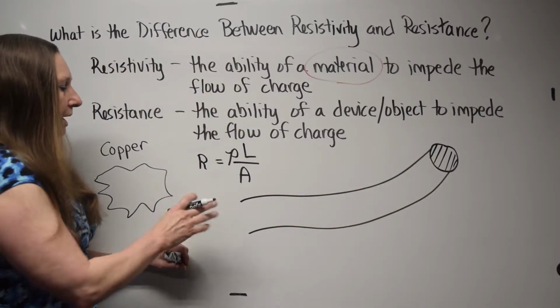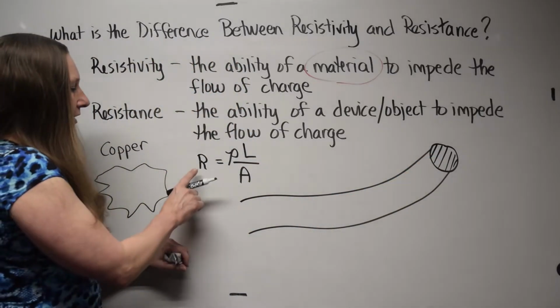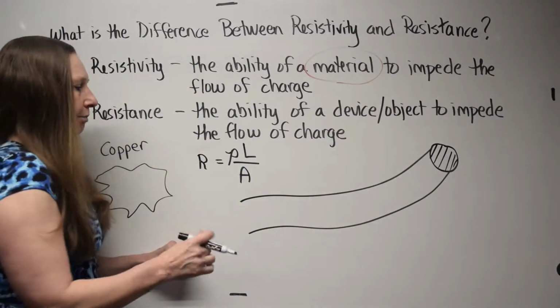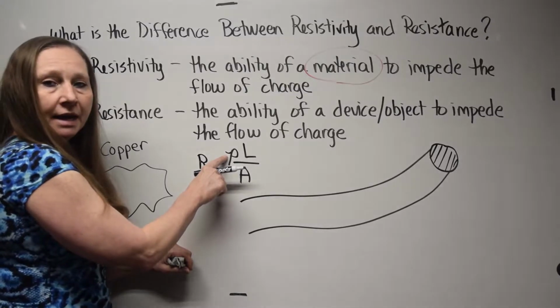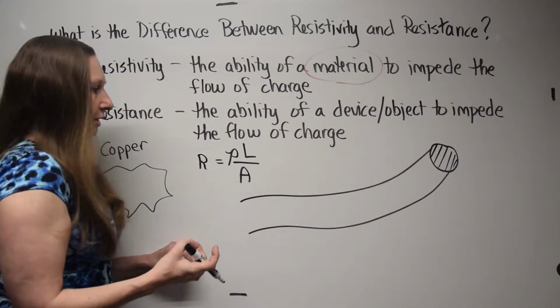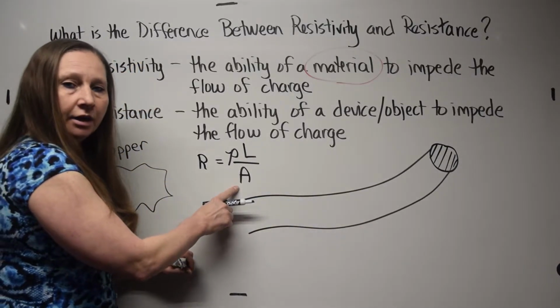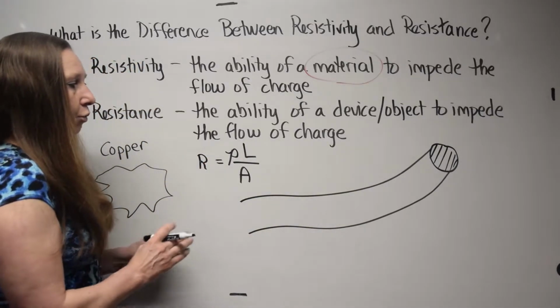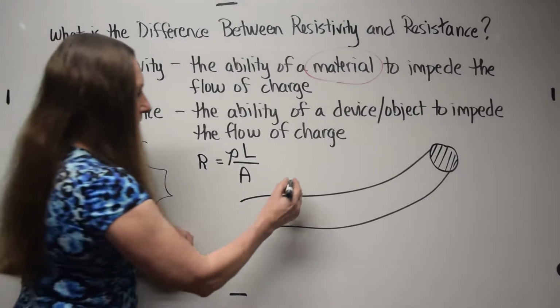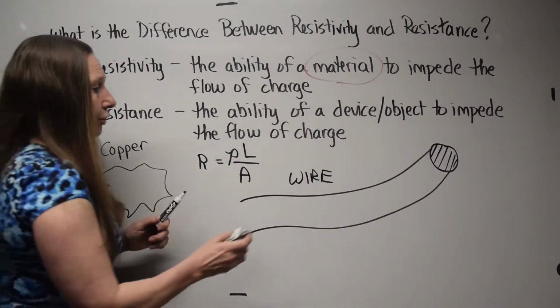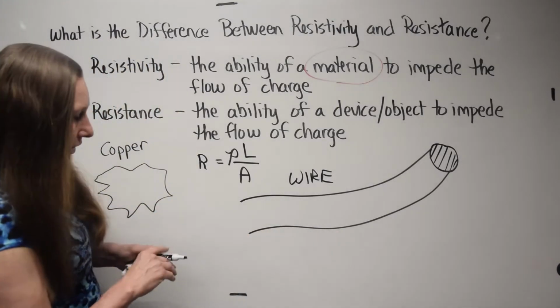But basically what this equation is saying is that ultimately the resistance of the device or the object depends upon what the object is made out of, which would give you the resistivity, the length of the object, and the cross-sectional area of the object. Now this equation works for a piece of wire. This equation also works for what we call a conductor.